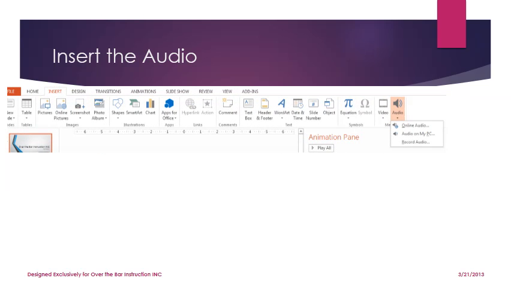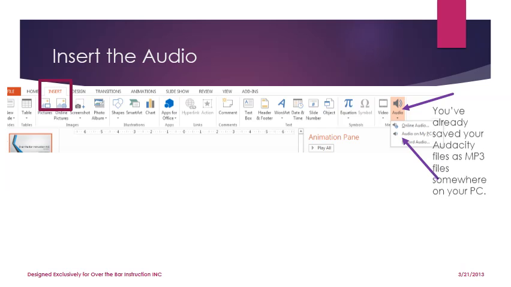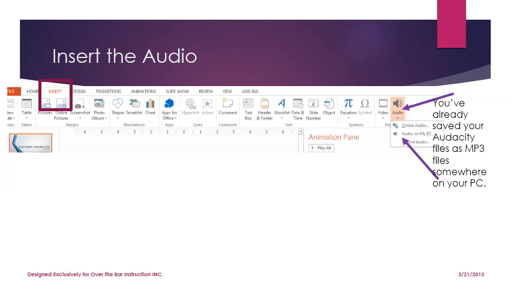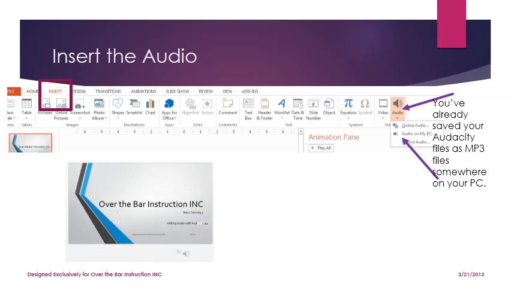The first thing to do on every slide is to add your audio file. Do this using the Insert menu. On the far right, you'll see a speaker icon. Click on it and select Audio on my PC. Because you have already saved your audio by a name that makes sense in a place that makes sense.